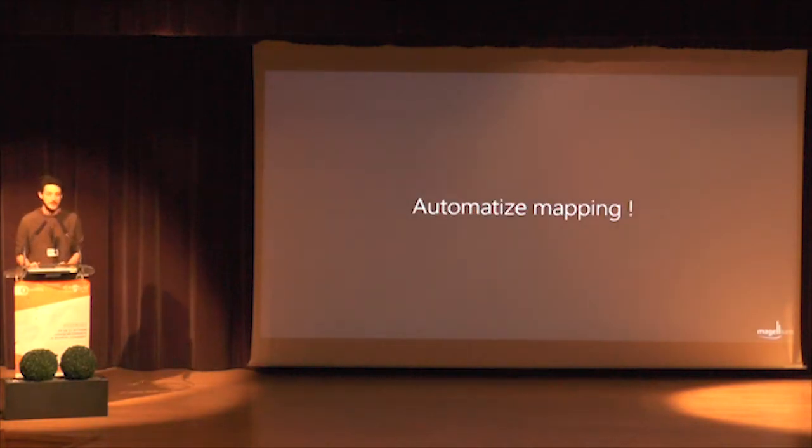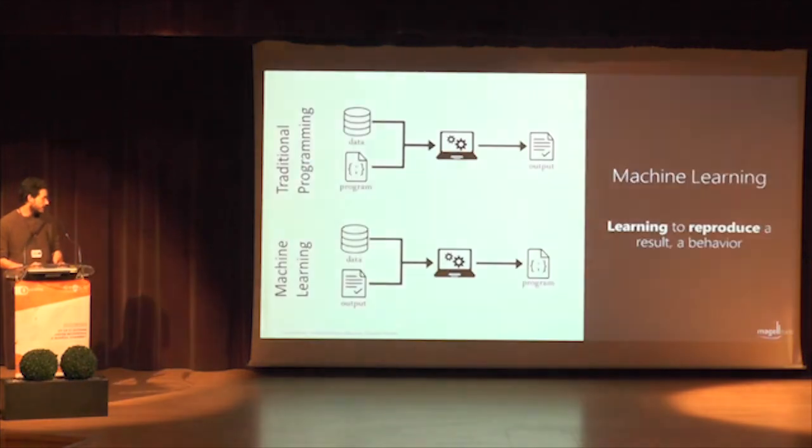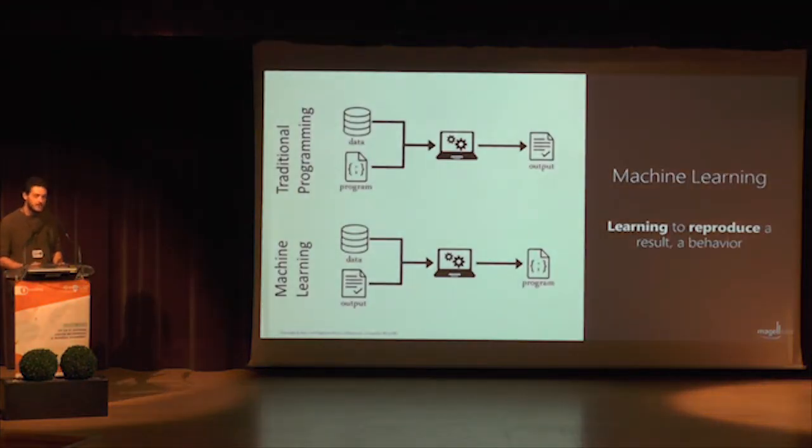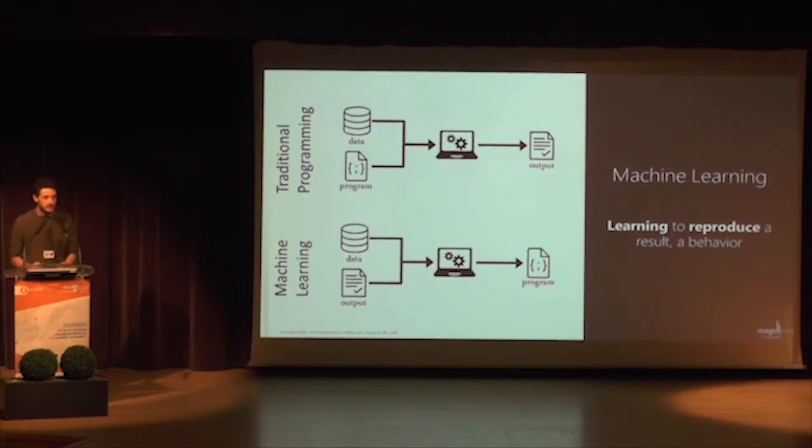Well, we can automatize mapping, as it was said before. Machine learning is quite different from traditional programming. In traditional programming, you start with data and a program made by experts, and which outputs a map or anything you want. While with machine learning, you start with a lot of data with the outputs, and you produce a program or a model that is hopefully able to generalize a result or a behavior, which can be useful on other data that has not been seen while training.